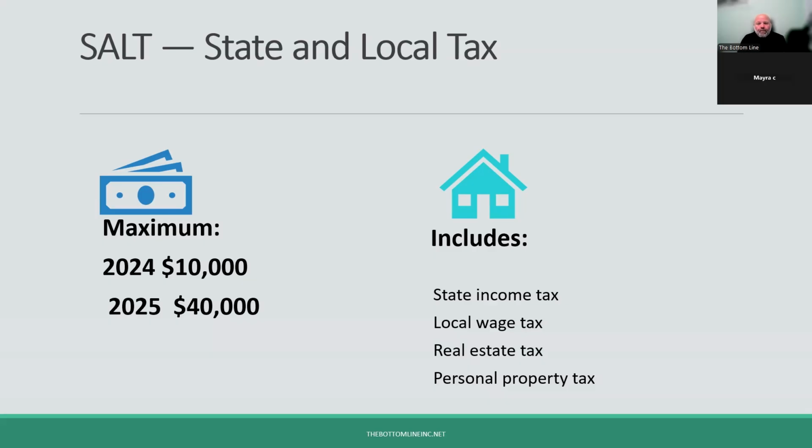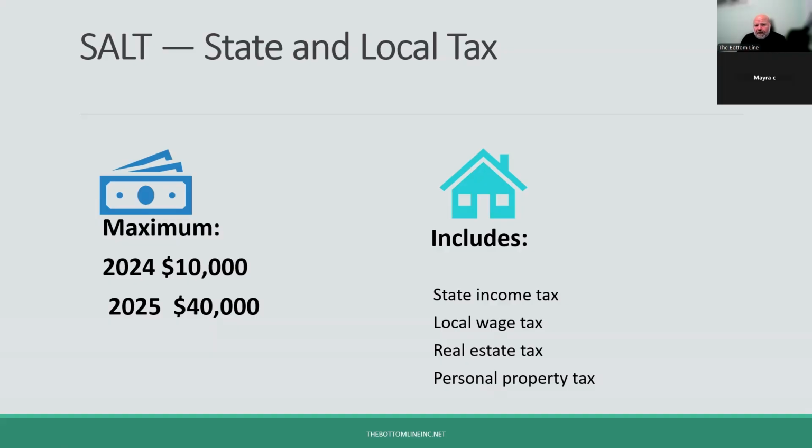We don't see a lot of personal property in this part of Pennsylvania, but we see state income tax. So that amount of around 3% that's withheld from your wages that are paid into Pennsylvania are deductible under this SALT tax. So it's your wage tax. It's also local. In Philadelphia, we have a local Philadelphia wage tax. That's included. Your real estate tax and personal property.